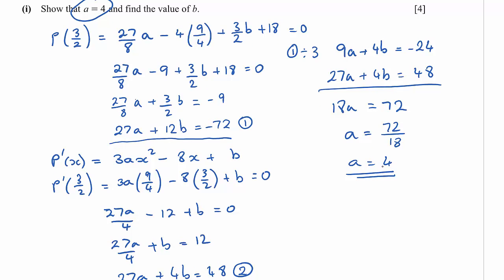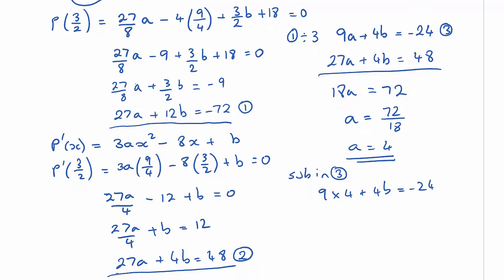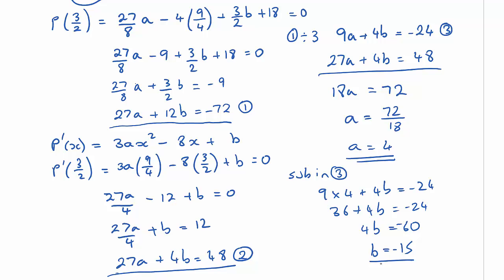And now that a is 4, let's substitute that back into this one, which I'll just call 3. So sub in 3. So we've got 9 times 4 plus 4b is equal to negative 24. So that's 36 add 4b equals negative 24. So 4b is going to be, so 24 and 36, that's going to be 60. It's going to be negative 60. And so b is going to be negative 15.